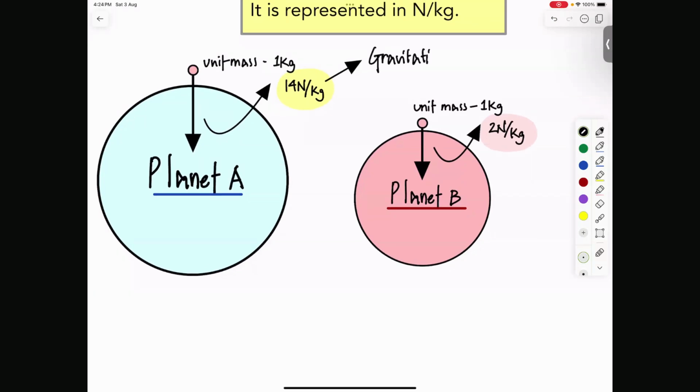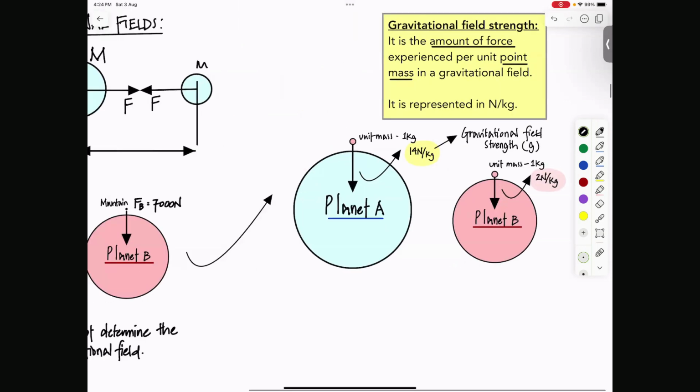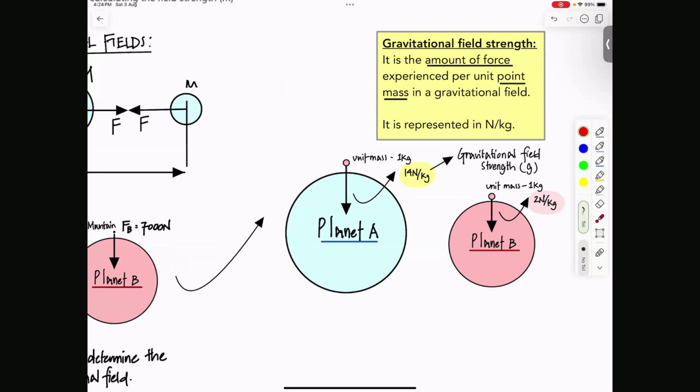gravitational field strength. And this is what you refer to as small g. g equals 9.81, that thing. So gravitational field strength is this idea. So what is gravitational field strength? It is the amount of force experienced per unit point mass in a gravitational field.